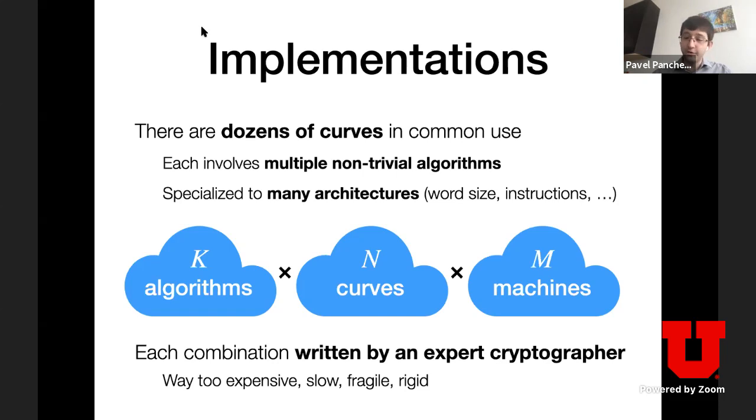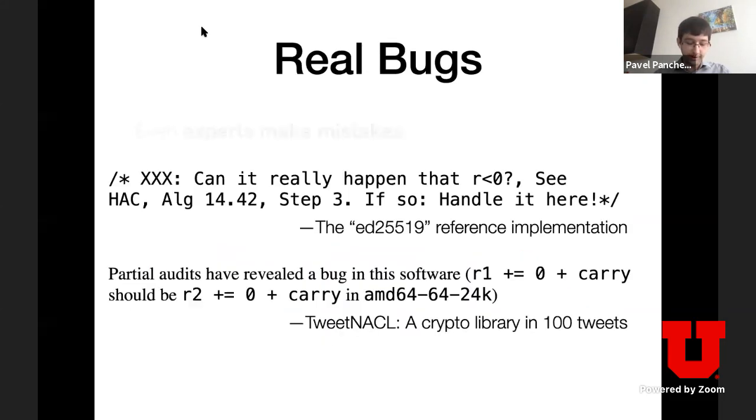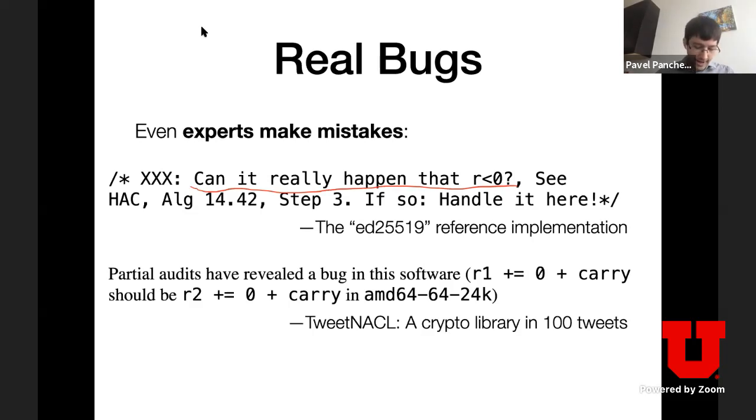Furthermore, even experts sometimes make mistakes. Because of that, you also need to go back and debug this handwritten assembly code that basically no one except experts can read. So you find comments in actual source code, even for reference implementations, that say something like, "Can this case really happen? I don't think so, but check."